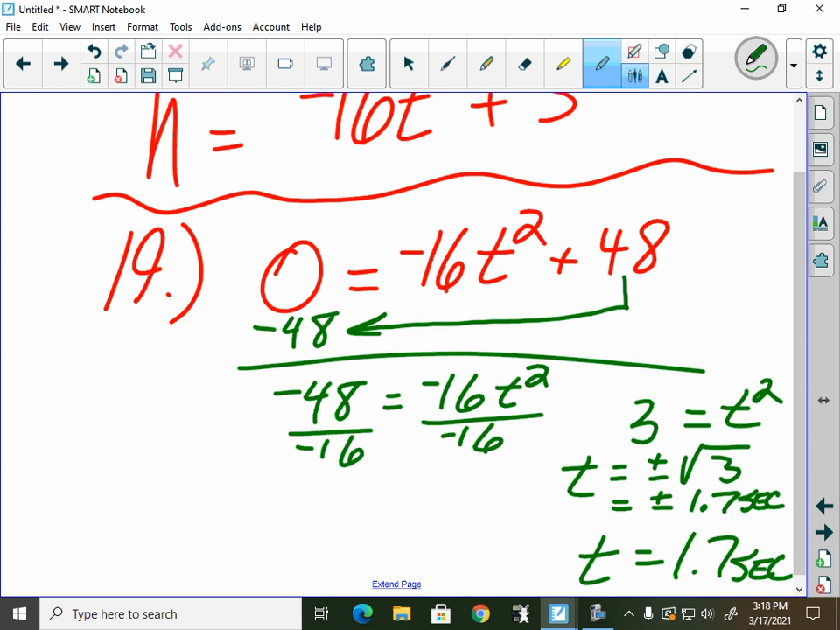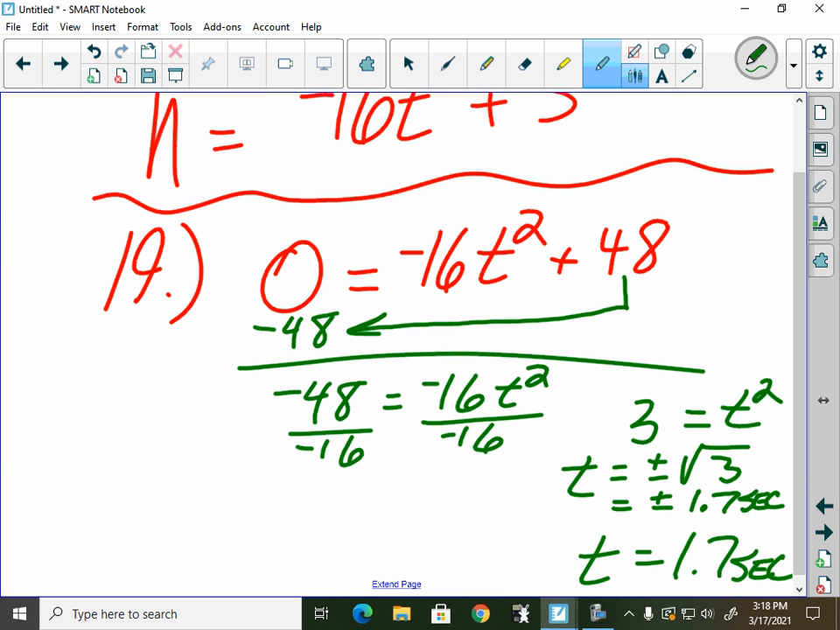So it said, how much time will it take to reach the ground? You're solving for t, but the ground height is 0. Tricky question. Yes, it was. But now that you've seen number 19, you should know how to do 20 and 21.